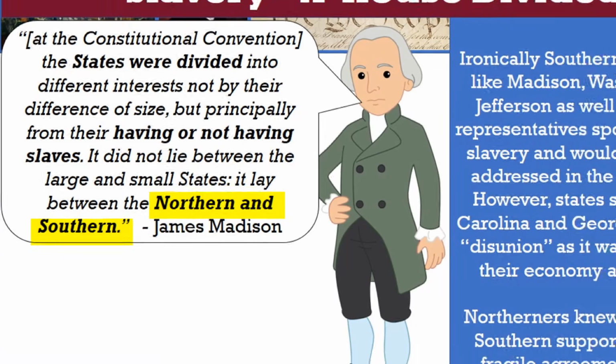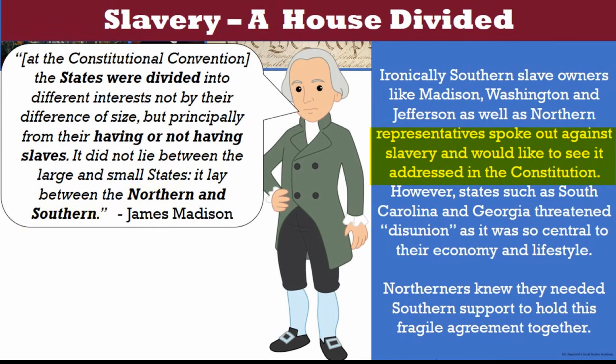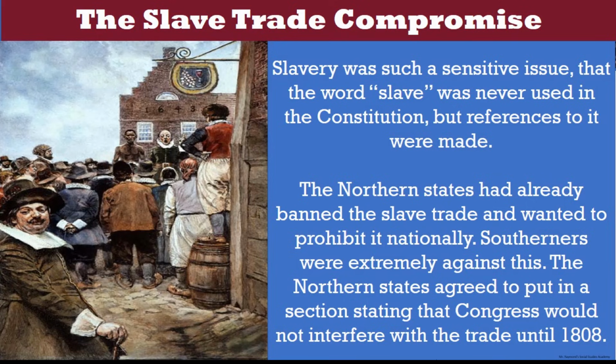Now, ironically, southern slave owners like Madison and Washington, in addition to northern representatives, spoke out against slavery and would like to see it addressed in the Constitution. However, states such as South Carolina and Georgia threatened disunion as it was so central to their economy and lifestyle. Northerners knew they needed Southern support to hold this fragile agreement together. Slavery was such a sensitive issue that the word slave was never used in the Constitution, but references were made to it.